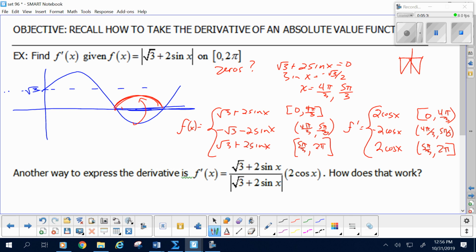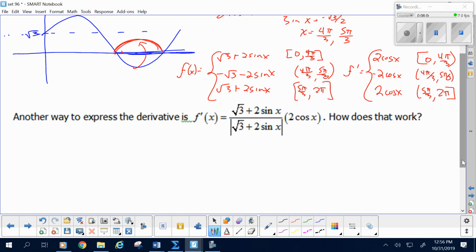That said, there is a little known math trick to doing absolute value derivatives. And it goes something like this. Wouldn't you agree that the derivative is always kind of the same thing, 2 cosine of x, the normal derivative? The only question is, is it the opposite of the normal derivative or the normal derivative? Yeah? Now check this out. This is another way to say the derivative without piecewise. It's root 3 plus 2 sine over the absolute value of root 3 plus 2 sine, times 2 cosine. How does that work? It's pretty great, actually, yes. What does this do for?